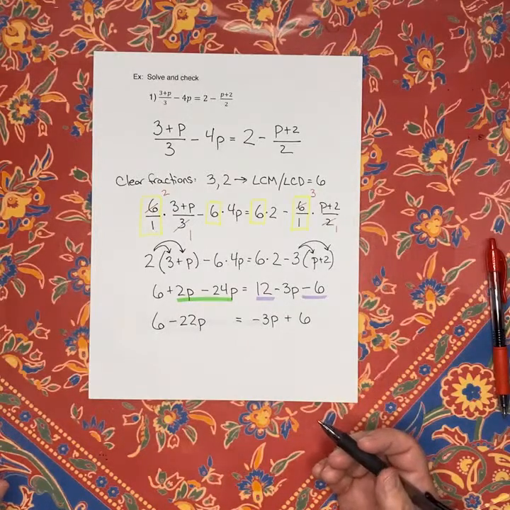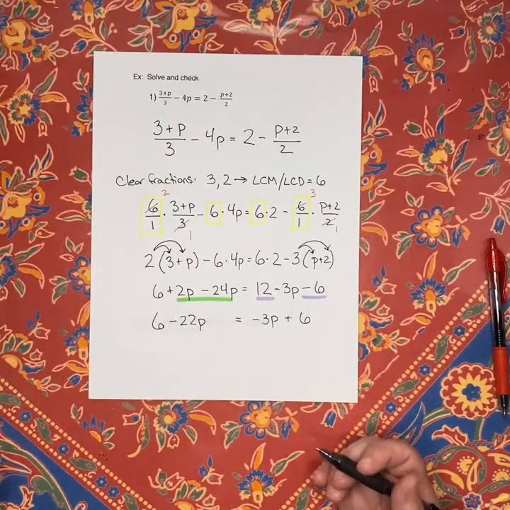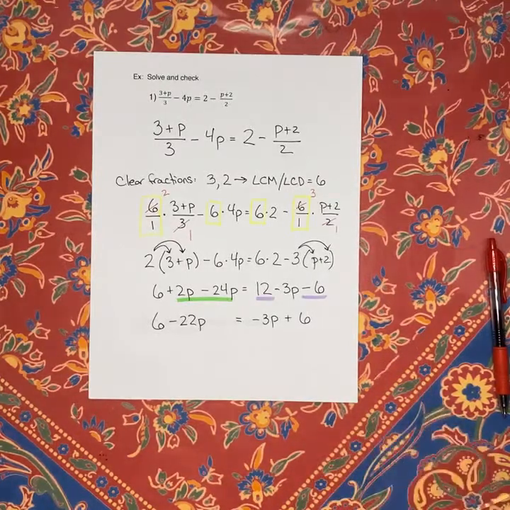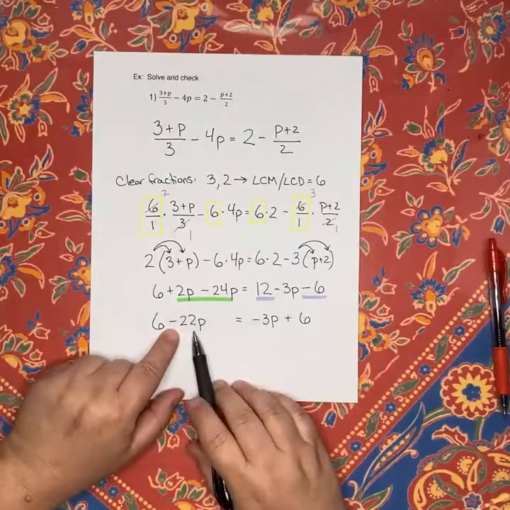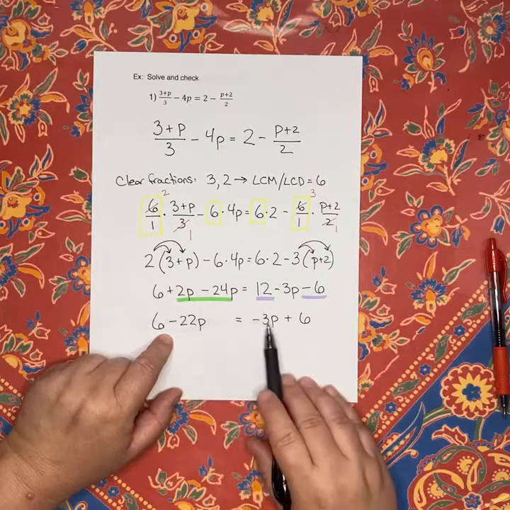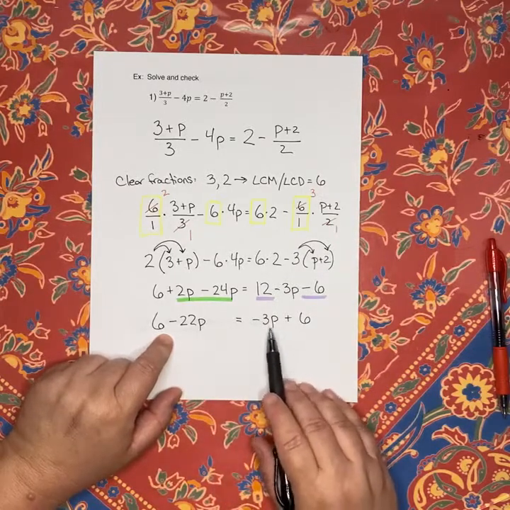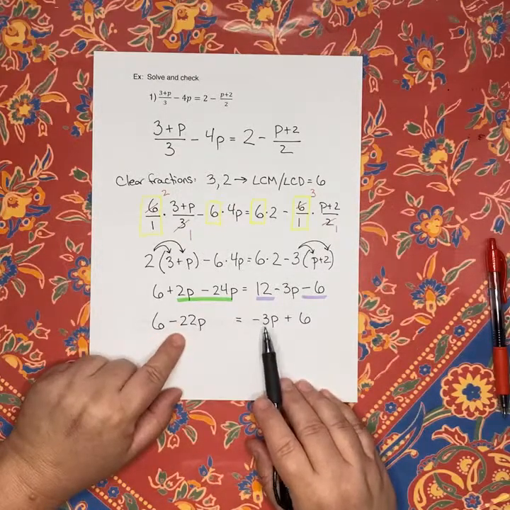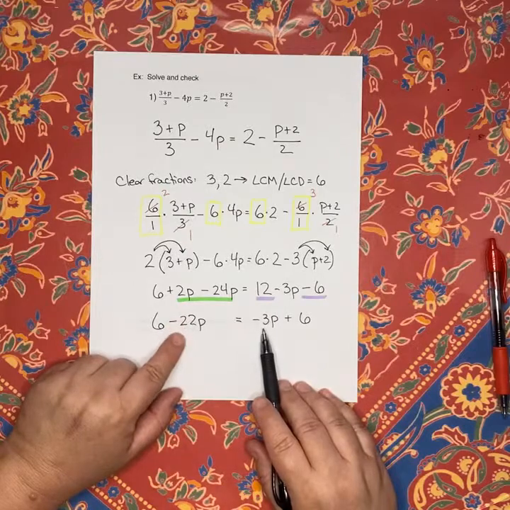Now, this is not a fun one. But with this one, what I want to ask you is, where are the p's happier? These are very unhappy p's. Negative 22p is a very unhappy creature. Negative 3p, also unhappy, but negative 3 is actually greater than negative 22. It's better to owe $3 than owe $22.